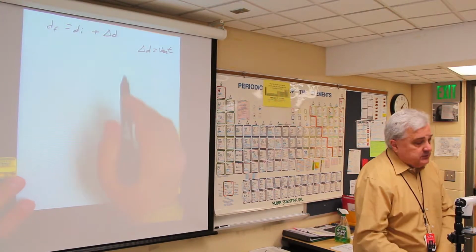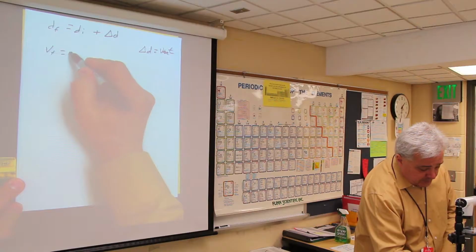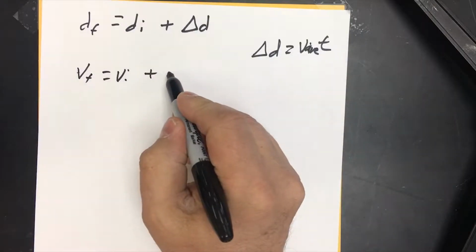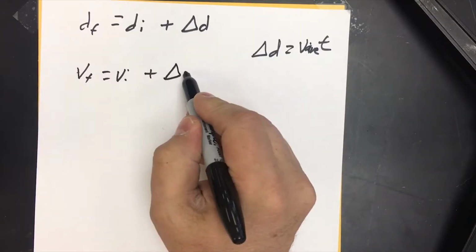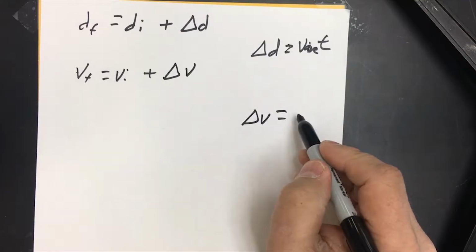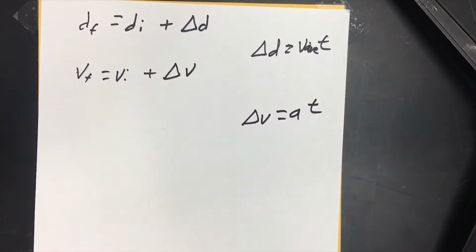With that in mind, the next thing we went on to do was look at the effect of acceleration on velocity. And so we said the final velocity is how fast something is moving, plus how much it changed. And in parallel to this, we said that the change in velocity is equal to the rate of acceleration times time.